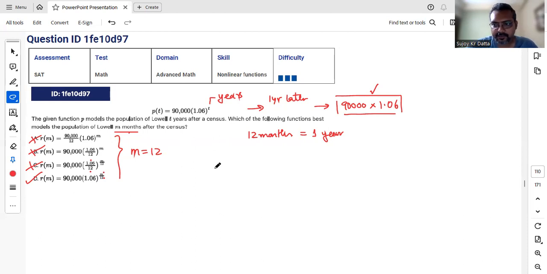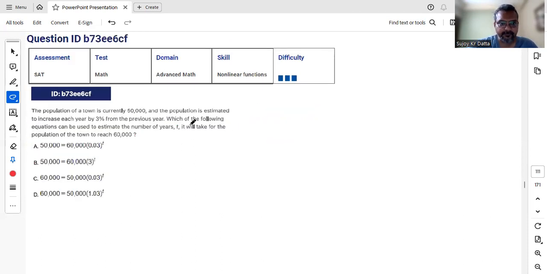All right, let's go on to the next. The population is 50,000, estimated to increase 3% each year. So that means the expression should become this times 1.03 to the power t.